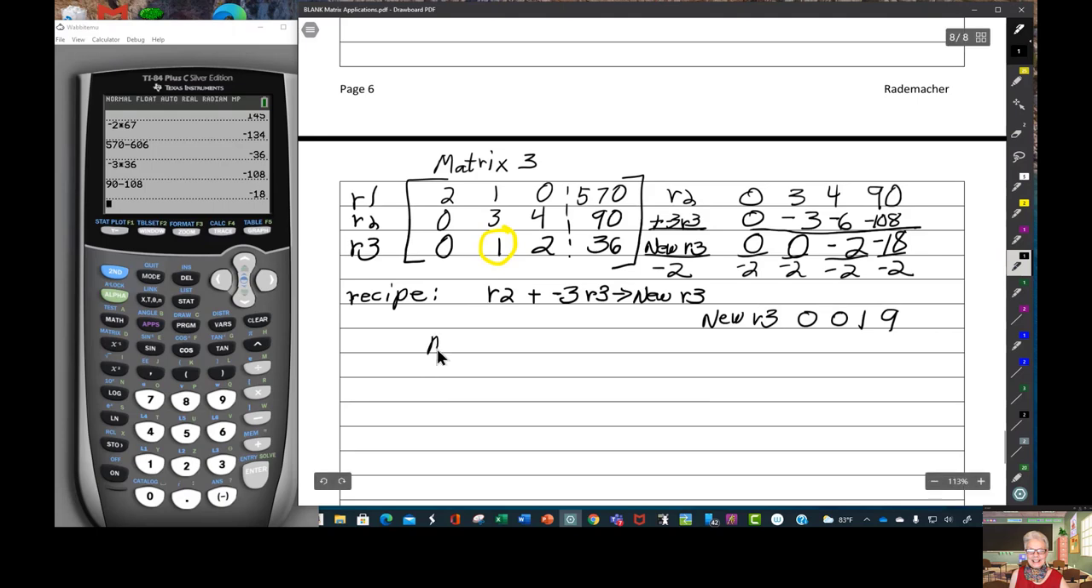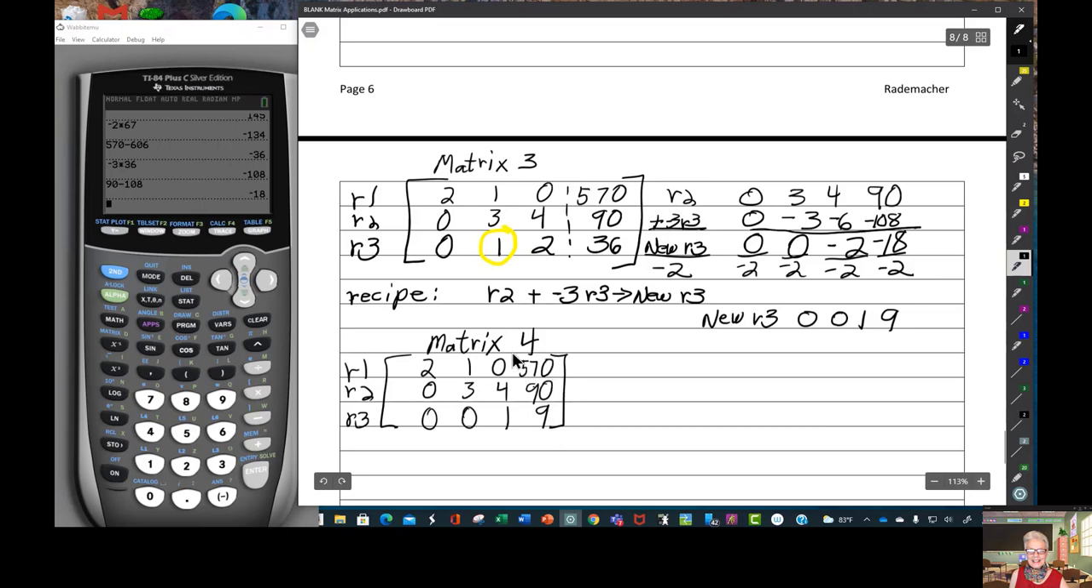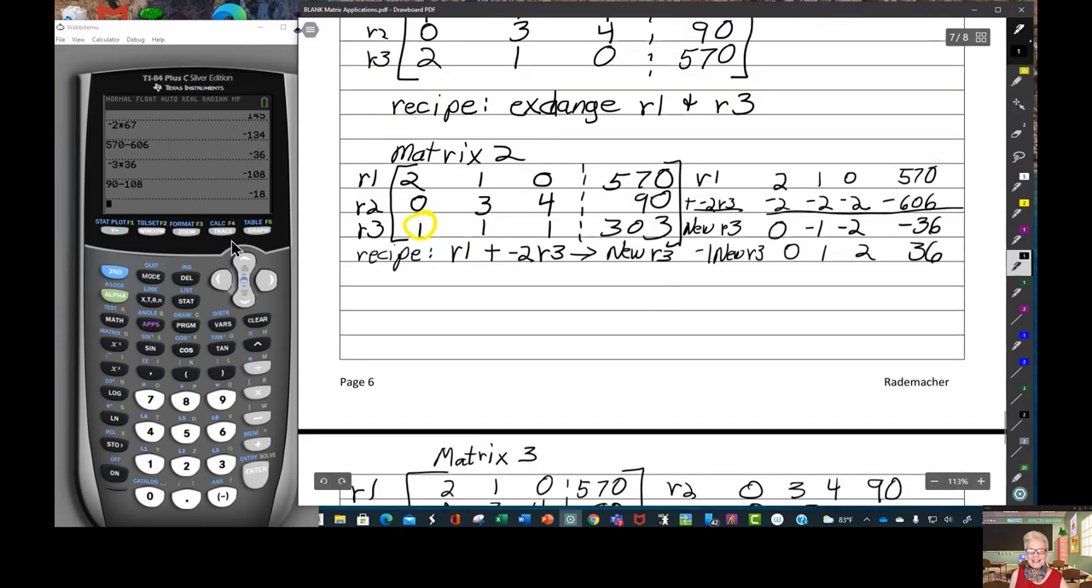And so, we are going on to matrix number 4. Row 1, row 2, row 3. The new row 3 is 0, 0, 1, 9. And the previous row 2, 0, 3, 4, 90, and 2, 1, 0, 570. Look at that. Row 1 and row 2 have stayed the same because I had a 0. Isn't that nice? That's like a little gift right there.